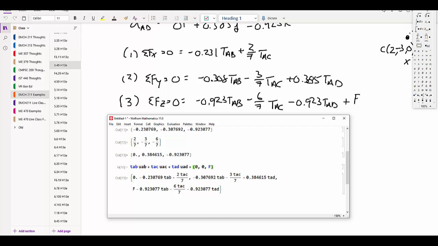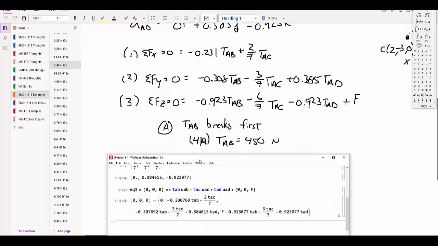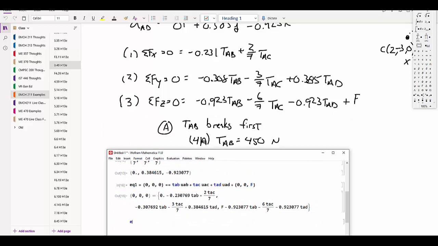All right, so here I have 3 equations for four of our unknowns, and I can call this EQ1. And actually, I know that each of these is equal to 0. So this is actually a vector equation here because I have 0i, 0j, 0k equals my right-hand side. And then I have each of these equations happening. Now I can put in my equation 4a, where I'm setting TAB equal to 450 newtons.